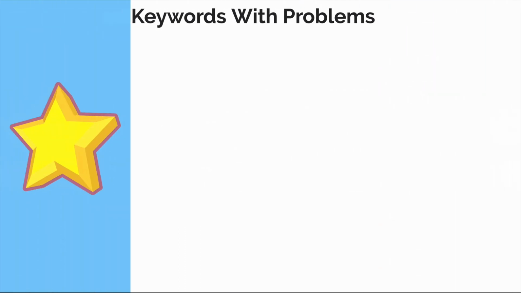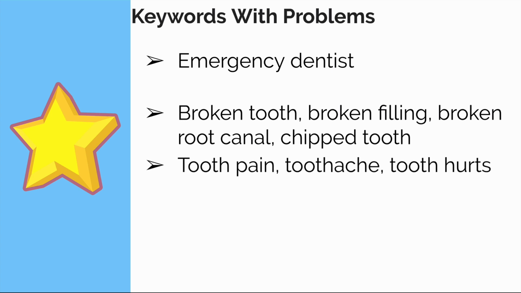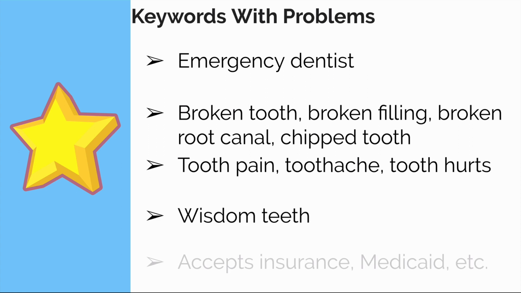Additional types of keywords are keywords where people list their problems. So if they have an emergency, right? Dental emergency or emergency dentist, or other problems like broken tooth, broken filling, broken root canal, chipped tooth. These are all things people will search. Also, tooth pain, toothache, tooth hurts. Sometimes people will search things they think are the problem, like wisdom teeth. And sometimes people will search for accepts insurance or the specific kinds of insurance. Each kind of insurance you collect is a keyword, and you should have all that on your website in case people search for that, so your website can be a match.